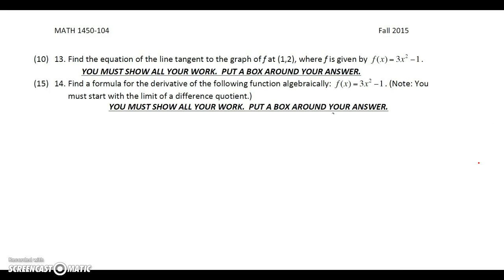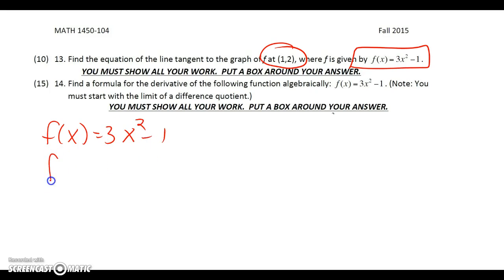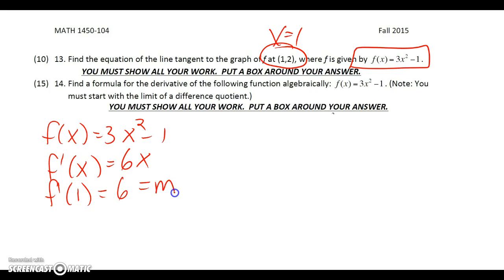All right, next. Find the equation of the line tangent to the graph of f at this point, where f is given by this. Okay, well, in order to write a line, we have to have a slope at that point, right? So the first thing we do is we take the derivative. So f prime of x equals 6x, doesn't it? Now, we want it at this x equals 1. So f prime of 1 is 6. So that's the slope of the line at that point.